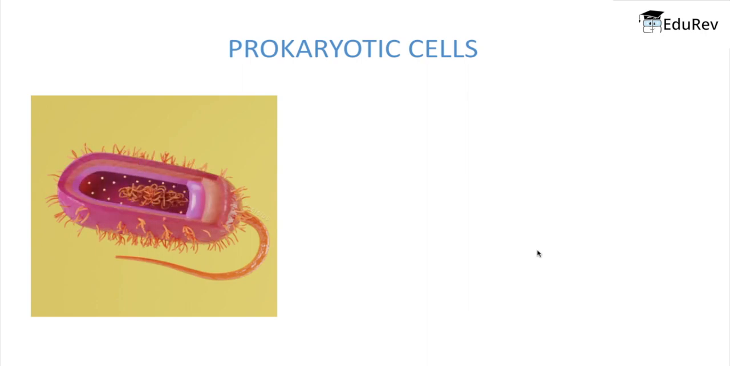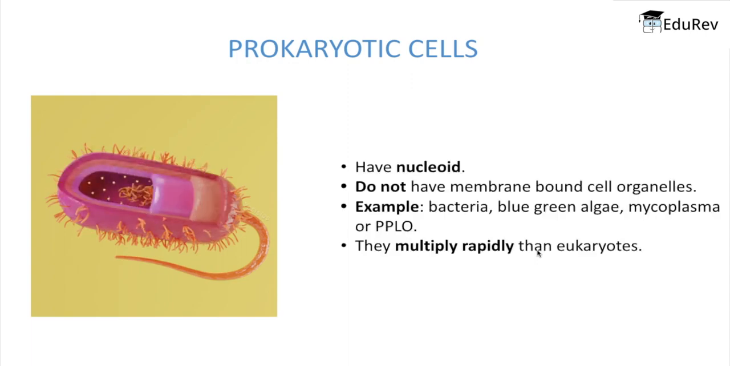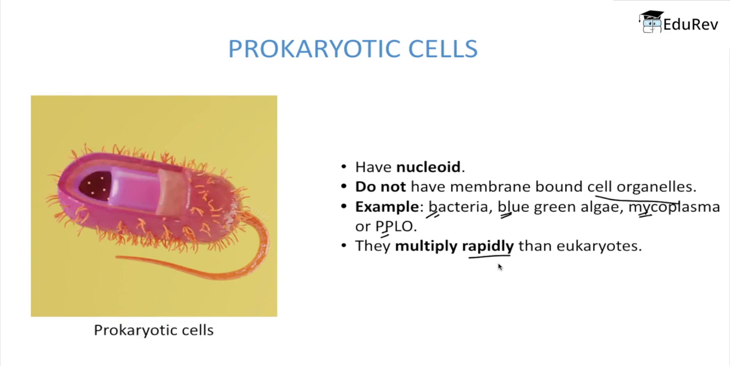Millions of microbes are present around every corner, and certain microbes such as bacteria have a nucleoid inside them. But such bacteria do not have any membrane-bound cell organelles. For example, bacteria, blue-green algae, and mycoplasma, or PPLO, which is also known as pleuropneumonia-like organism. Also, one feature of prokaryotes is that they multiply rapidly as compared to the eukaryotes. Such organisms we call prokaryotic cells.